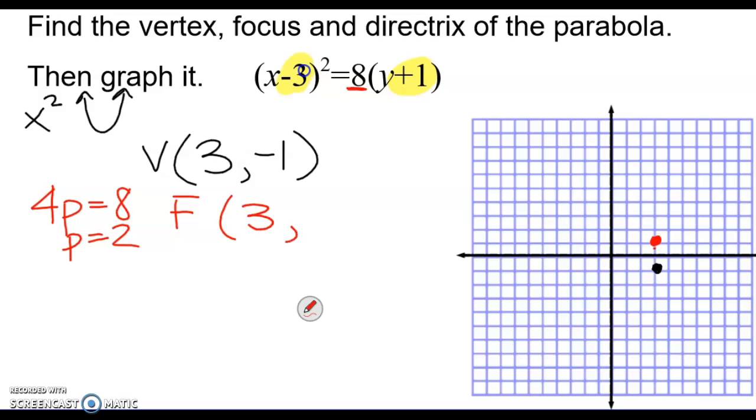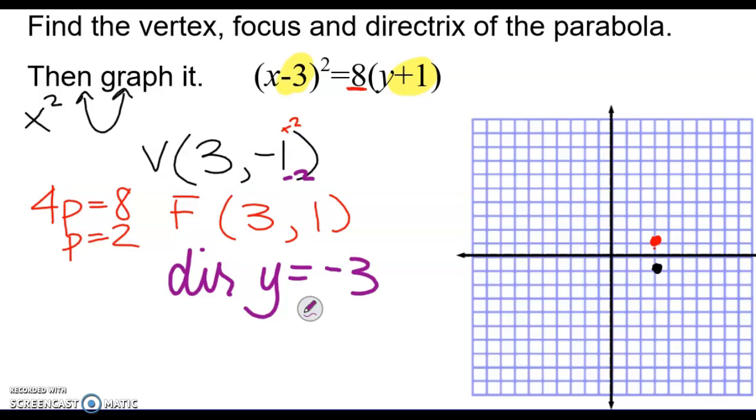And so now I can say that the focus is at (3, 1). So really what happened was I just added 2 to the y coordinate because I knew I was going up 2. So if you like the formula, you can add 2. If you need to count it, you can do that as well. And then I know that my directrix is going to go the other way. So -2. So my directrix is going to be at y equals -3.